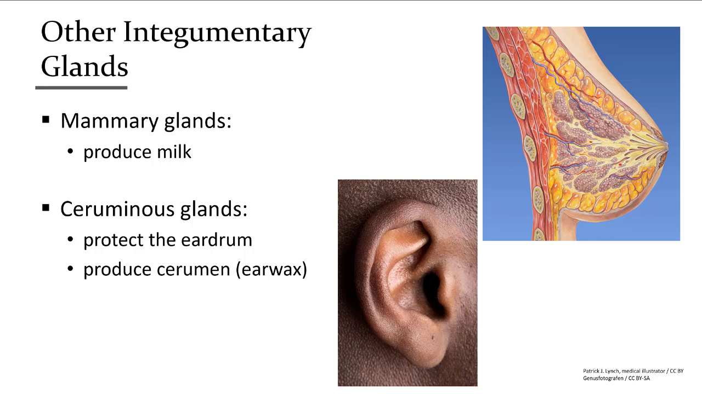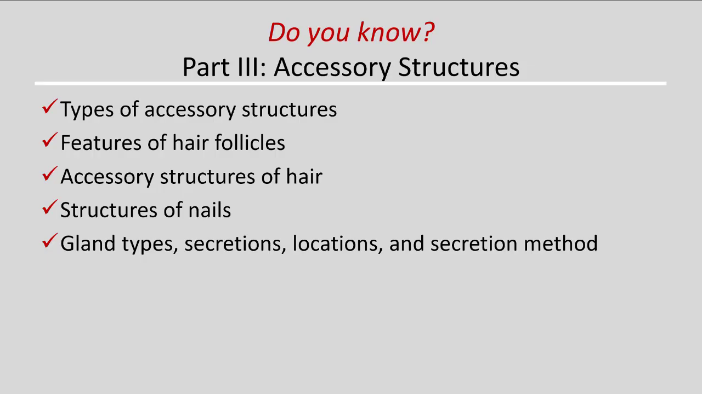Other integumentary glands are mammary glands. They're going to be found in breast tissue, and they will produce milk. And there's also ceruminous glands. They actually make our earwax along our ear canal. So you should know the types of accessory structures, our hair, our glands, our fingernails. You should know the parts of hair. You should know the parts of our fingernails. And you should know the 3 types of glands, the method of each mode of secretion, where they're located, and what they secrete.